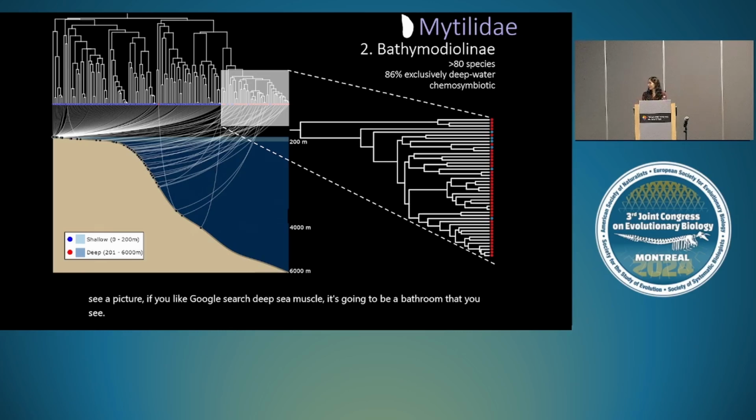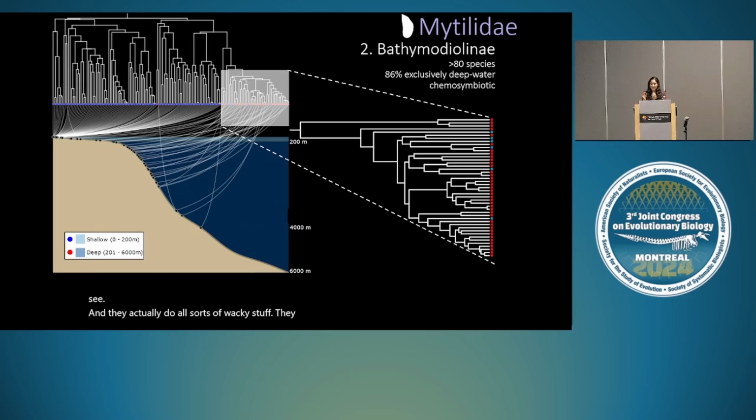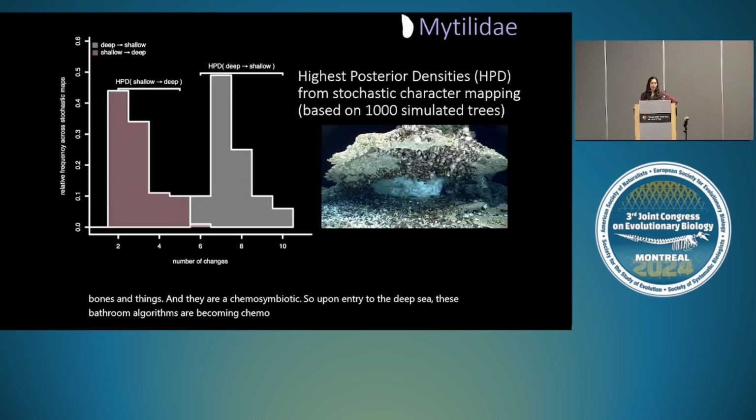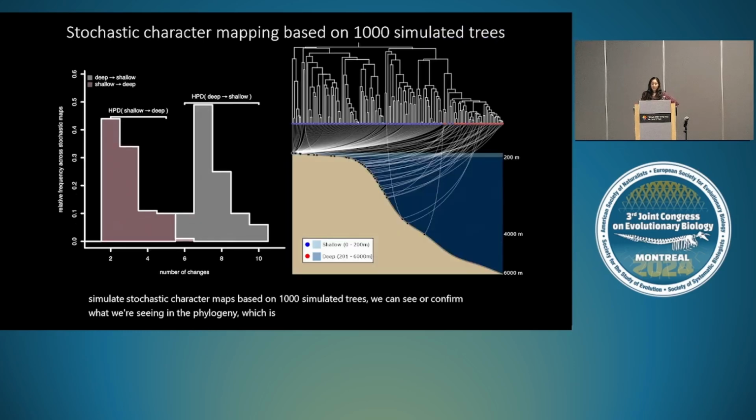And they actually do all sorts of wacky stuff. They burrow into or attach to sunken whale bones and things. And yes, they are chemosymbiotic. So upon entry to the deep sea, these Bathymodiolines are becoming chemosymbiotic in the mytilids. If we simulate stochastic character maps based on 1,000 simulated trees, we can confirm what we're seeing in the phylogeny, which is that you have a couple of shallow to deep transitions, and then you simulate some deep to shallow transitions in reverse, or more of them.